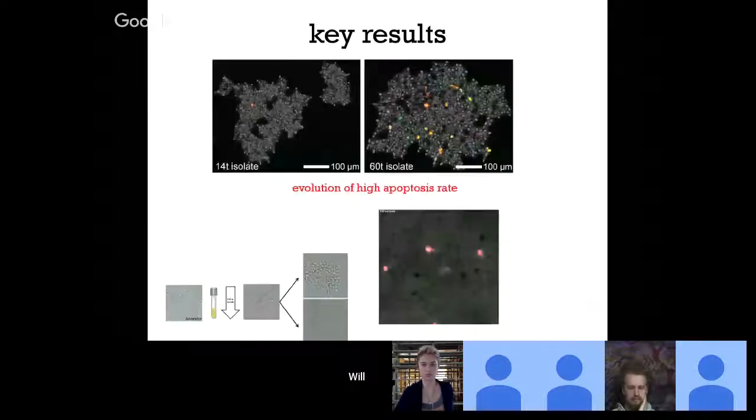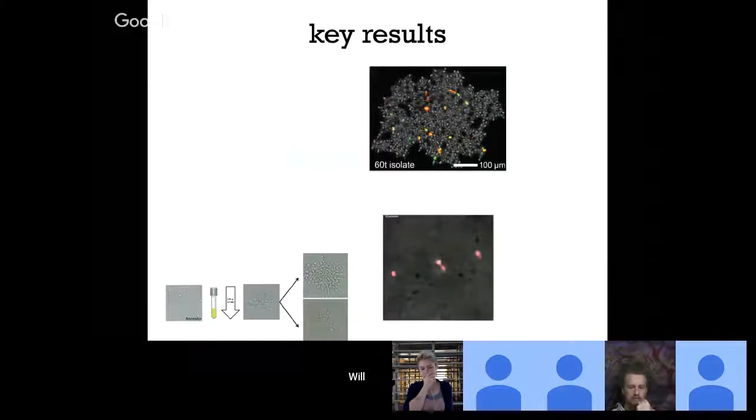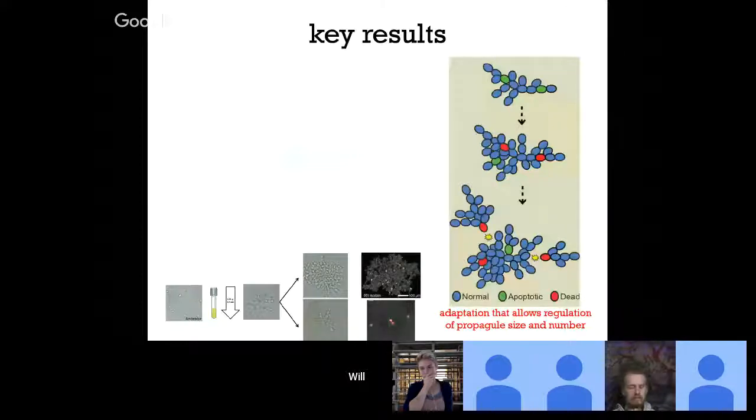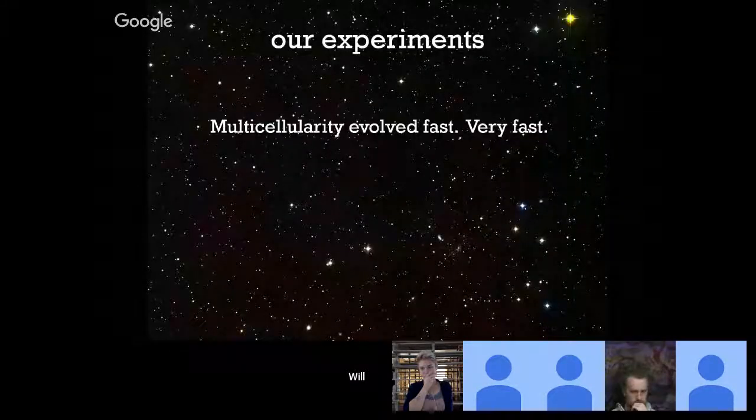One of the neatest traits that we see is the evolution of a simple form of division of labor, where some cells give up their life in order for the group to reproduce. And this is incredibly parallel, and it appears to be adaptive. So one takeaway is that simple multicellularity, nothing as complex as a mushroom-forming fungus, can evolve quickly. There's not a big temporal barrier there.